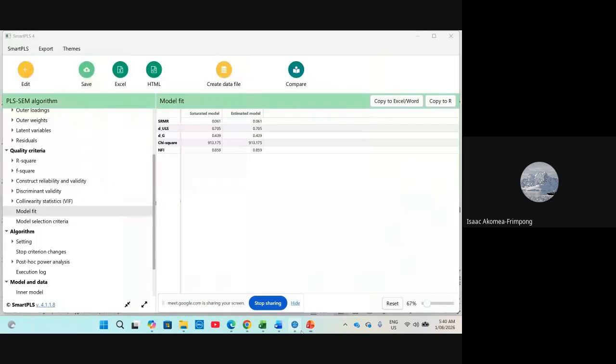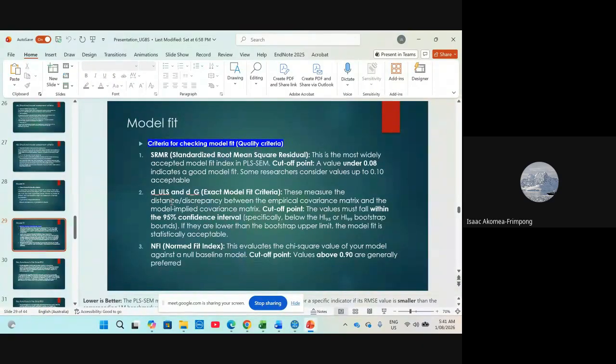So let's check this. Are we okay? Good. So both the estimated and the saturated model, it seems you are good to go because they all fall less than 0.08, which is less than 8%. Here I can see 6.1%, in terms of percentage. So the SRMR is okay.